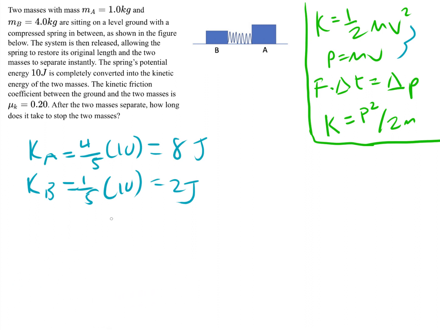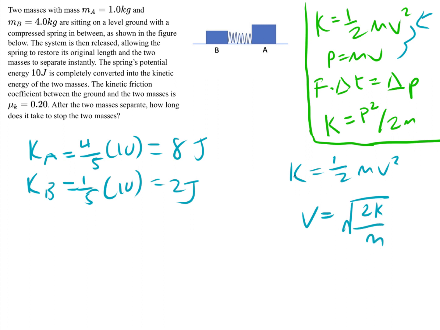So now we have figured out the kinetic energy of each block. Now before we can figure out how long it will take to stop the masses, we should probably figure out the velocity of the masses when they first leave the spring. This can be done by simply manipulating this kinetic energy equation right here. So the kinetic energy is equal to 1/2 times the mass times the velocity squared. We can manipulate this to say that the velocity is equal to the square root of 2 times the kinetic energy divided by the mass.